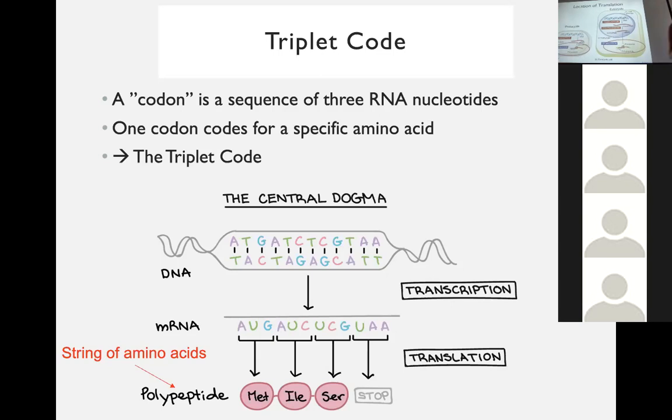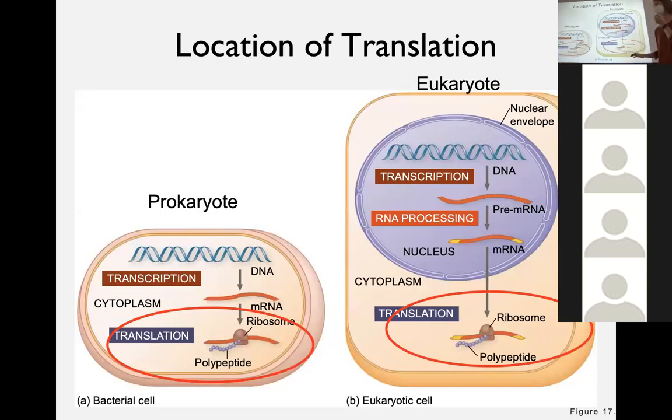Where's translation happening? If you remember, transcription has to happen in the nucleus. We're going to ignore prokaryotes. I don't really want to talk about prokaryotes, so we're just going to ignore them. We're talking about eukaryotes, which have a nucleus. Prokaryotes do not. So in eukaryotes, transcription happens in the nucleus because that's where the DNA is. So the DNA has to be read in the nucleus. That mRNA that's created then makes its way out of the nucleus, and translation just happens out in the cytoplasm.